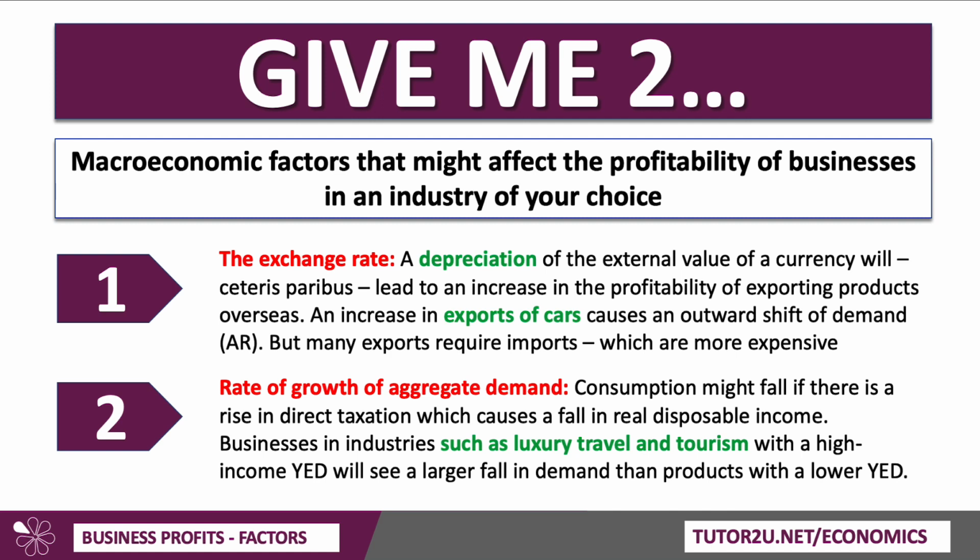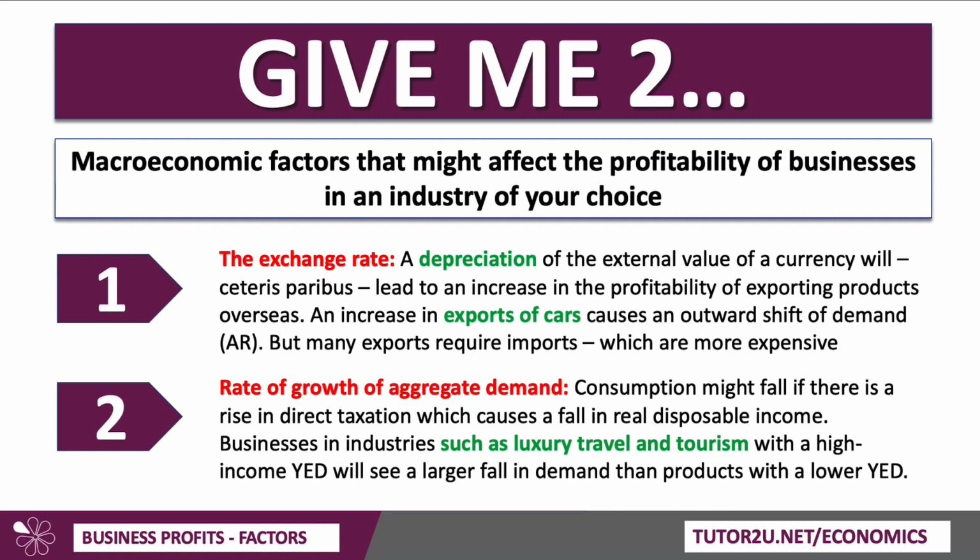Now, if taxes rise, consumption will fall because there's a fall in disposable incomes, and that will affect demand, won't it? Businesses in some industries, particularly those with a high income elasticity, maybe luxury travel, tourism, dining, restaurants, and so on and so forth, will see potentially quite a big fall in demand for their products compared with staple industries. People who buy pretty much the same amount, whatever it is, detergents or washing powders, or processed foods, for example, with a lower income elasticity of demand.